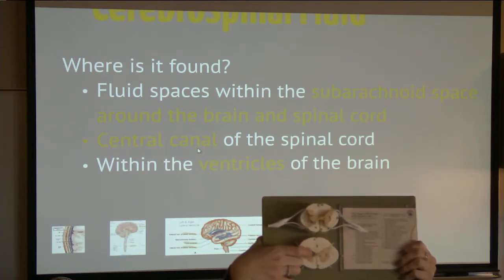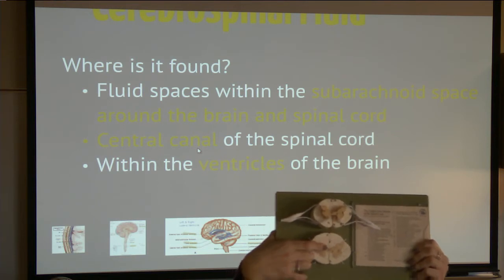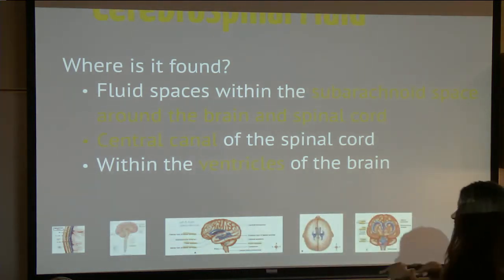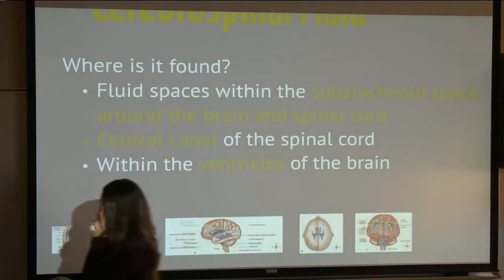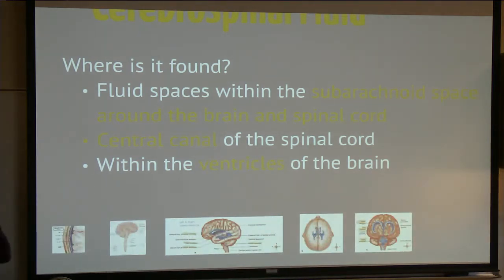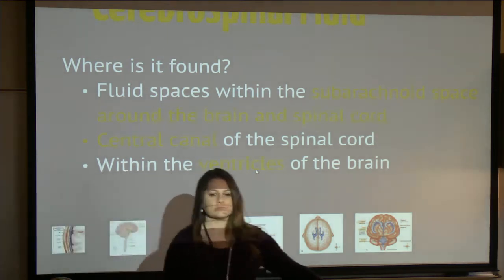So running right smack through the center of the spinal cord, we find a lot of the CSF. Okay, so subarachnoid space, central canal, and then also we're going to find it within the ventricles of the brain. Ventricles are open spaces in the brain. I have a model right here.